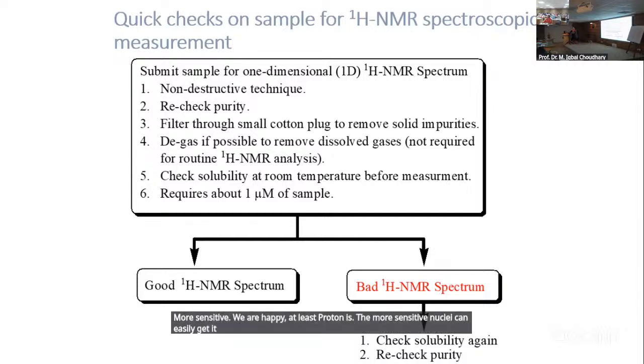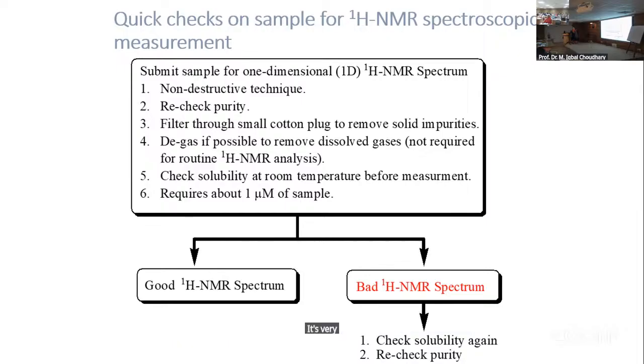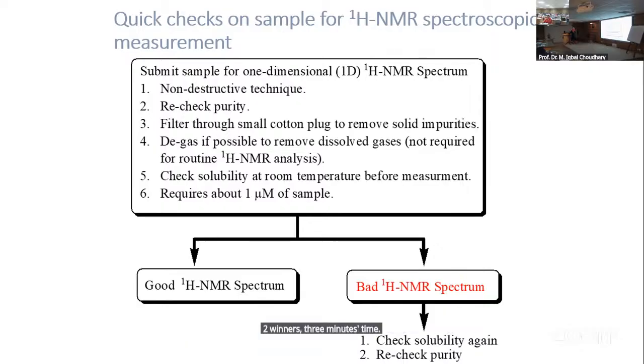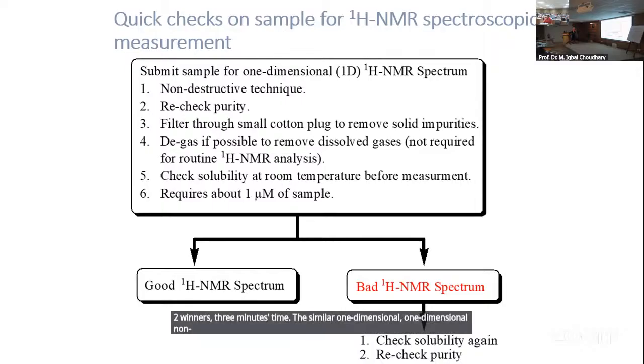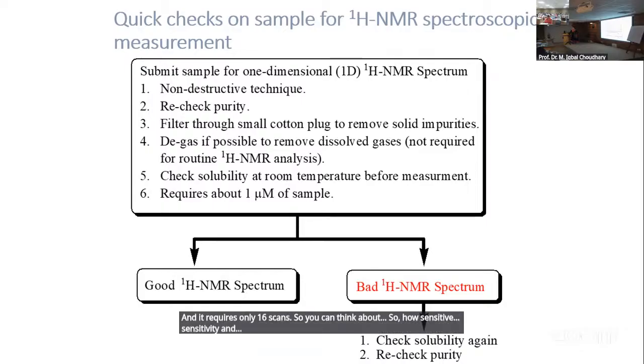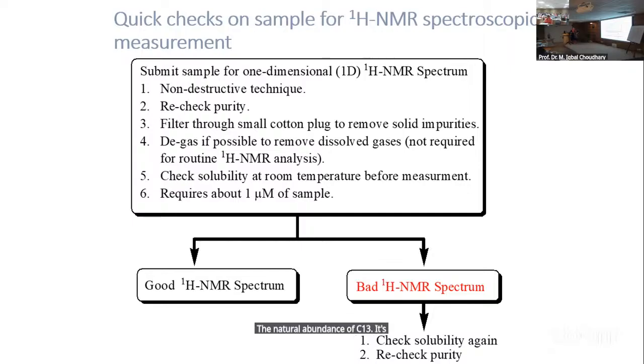For all other nuclei, such as C13, this proton NMR spectrum is finished in 2 to 3 minutes. For the similar one-dimensional spectrum, C13 requires overnight, at least 32 or 64,000 scans, whereas proton requires only 16 scans. So you can think about how important sensitivity and the natural abundance of C13 are.